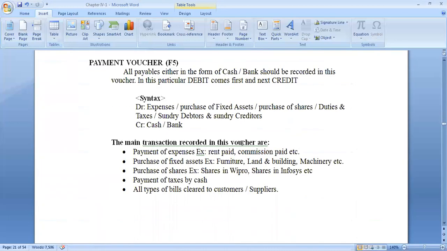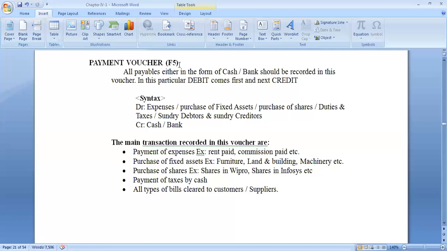The payment voucher speaks with the F5 configuration. And what does this payment voucher speak about? Whatever payment the customer has made, or whatever payment the supplier has made towards purchasing fixed assets, purchasing shares, or payment of duties and taxes. So payment usually includes the outflow of cash. That item will be recorded under the payment vouchers.